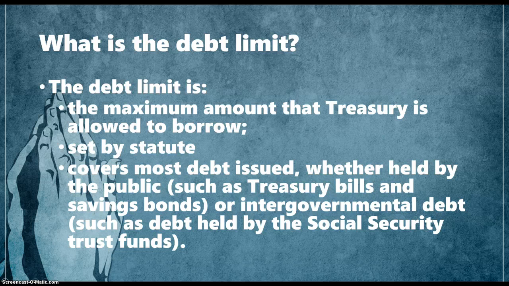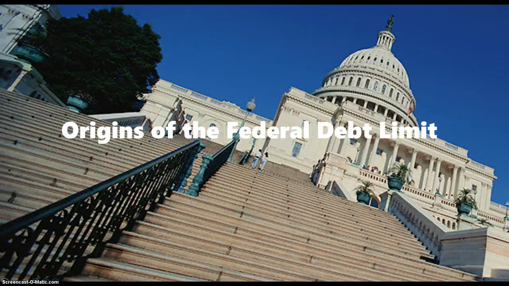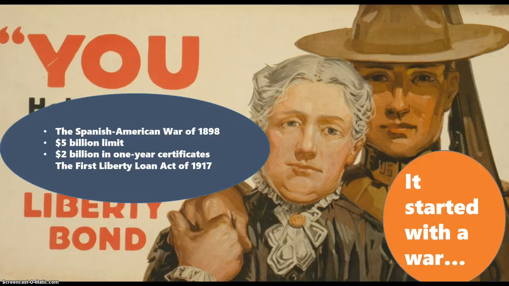It simply allows the government to finance existing legal obligations that Congress and presidents of both parties have made in the past. Here, I want to talk about the origin of the debt limit. It started with a war.